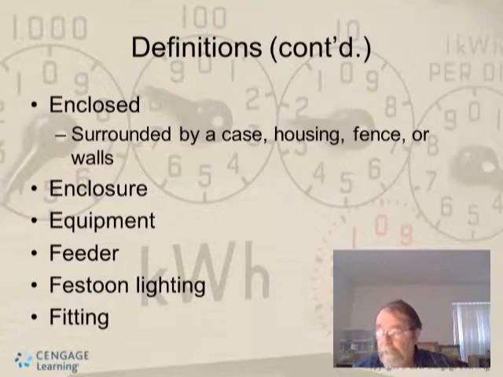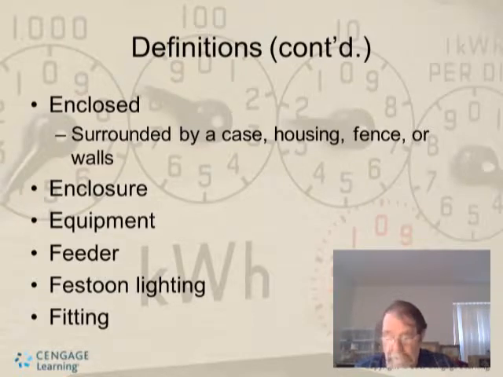Festoon lighting is a string of outdoor lights suspended between 2 points. Overhead conductors for festoon lighting shall not be smaller than 12 gauge unless supported by a messenger wire. Now, the messenger wire will maintain some of the strain relief. In other words, it will hold the conductors and the light fixtures up without having to put a strain on the wires.